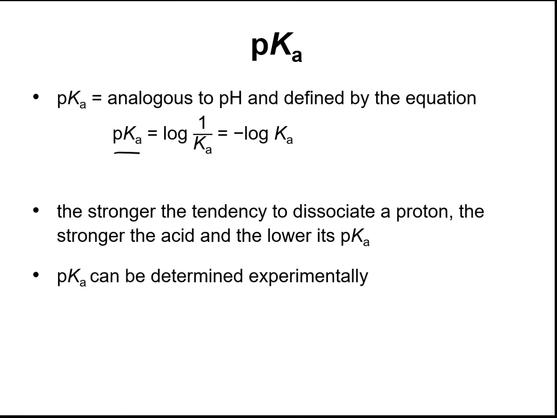The stronger the tendency to dissociate a proton, the stronger the acid, right? So if you have a really strong acid, it's going to let go of that proton easily, willy-nilly. When that happens, what you see is a low pKa. So let's write this out. I am a visual person, so I like short little bursts of text or pictures that help me remember things and solidify concepts.